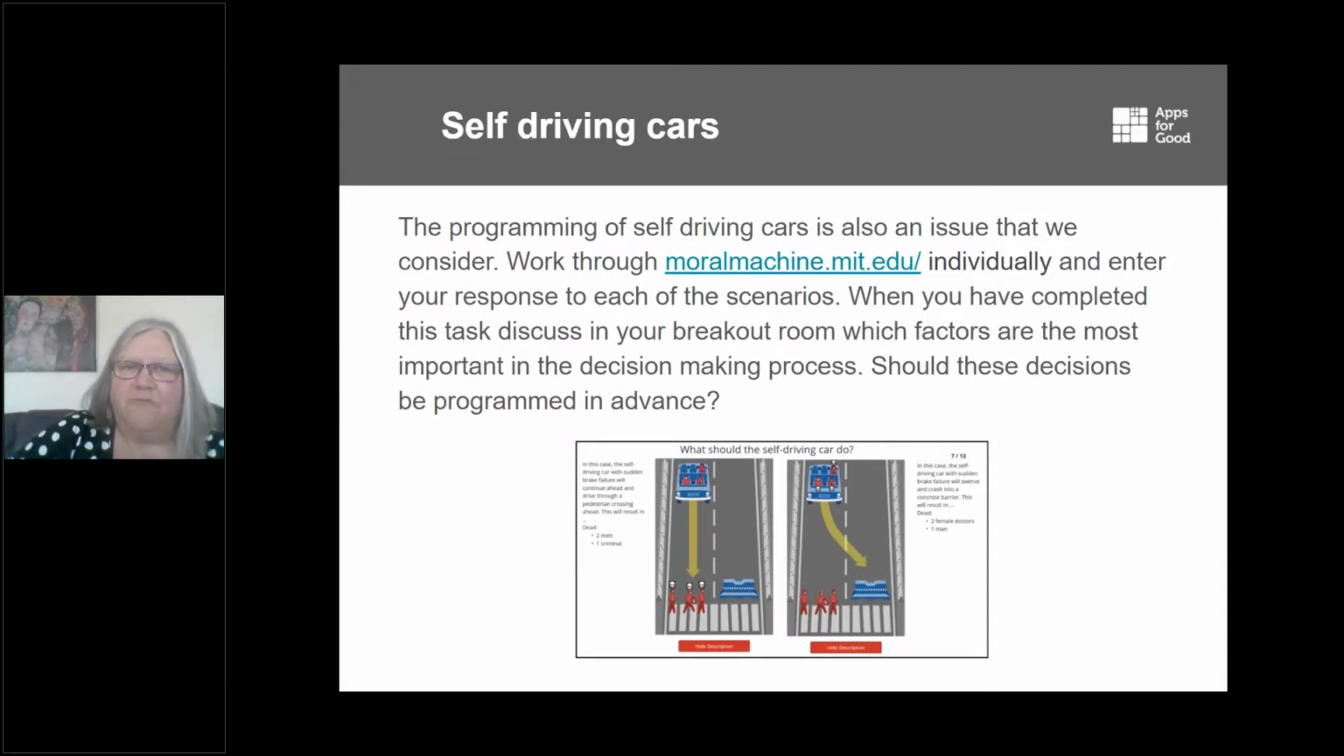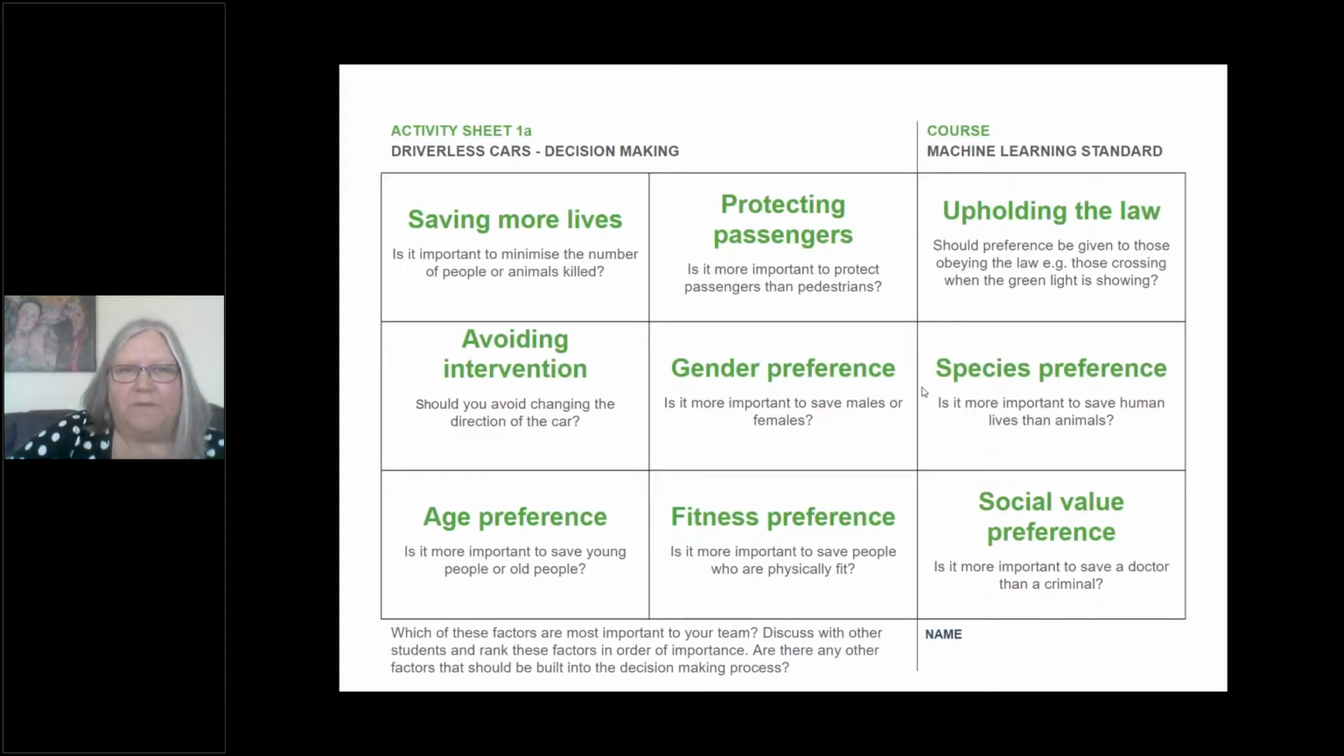Self-driving cars is another really interesting one to have a look at. Moral Machine from MIT gives you a whole load of different scenarios, and you have to decide whether the car is going to go straight on or go into the barrier and risk killing the people that are in the car. It's looking at all of these different factors. The students do this activity individually, and then they come together with a card sort, maybe a diamond or whatever. Which ones are important? Which ones should we be prioritising when we're building these models?